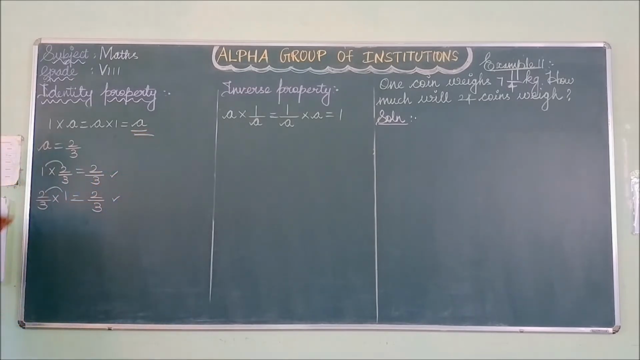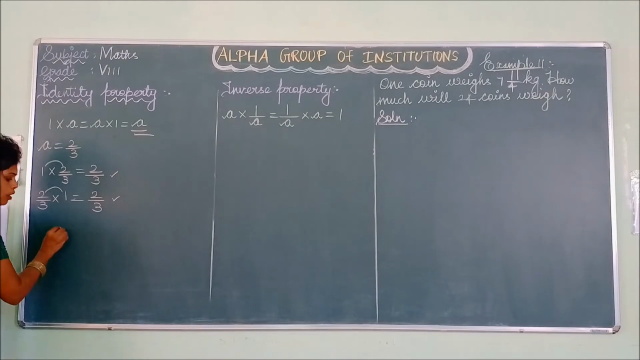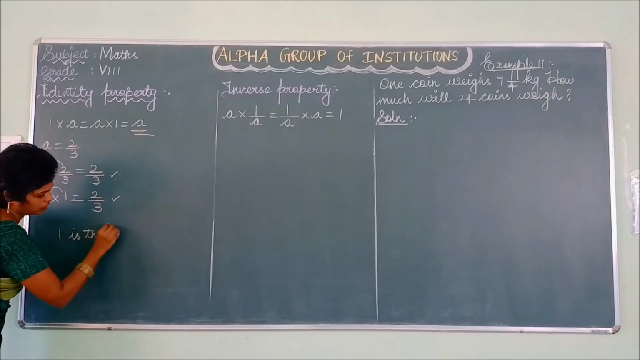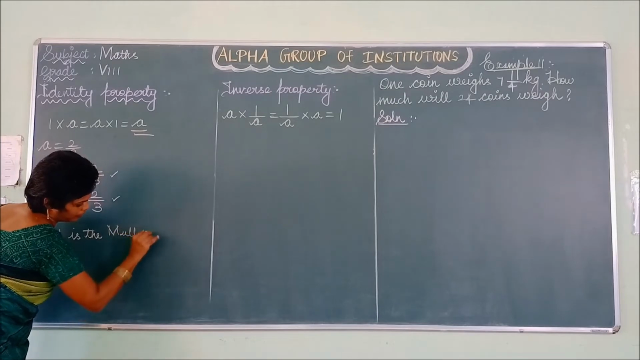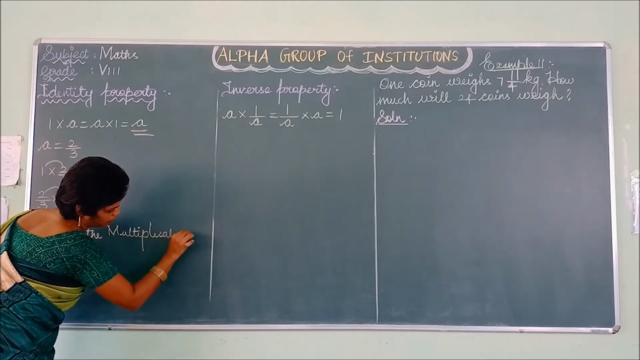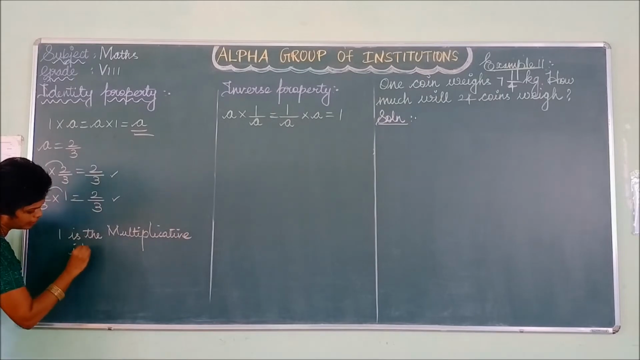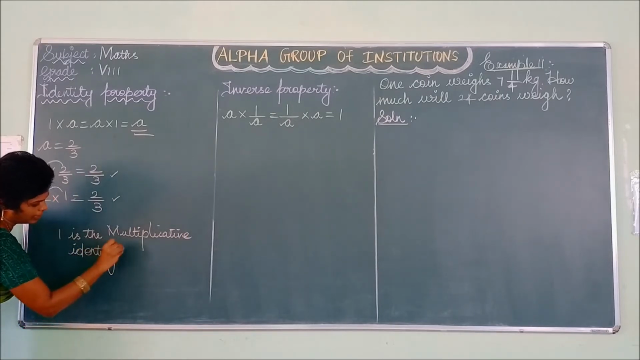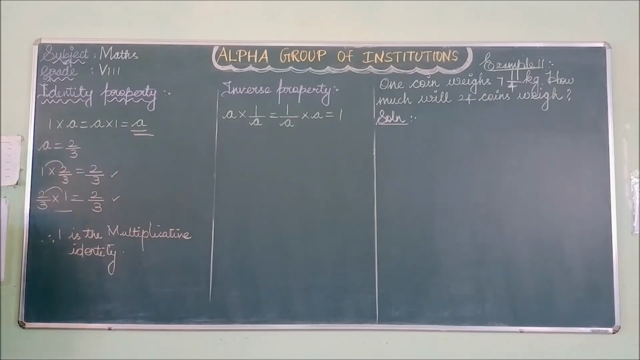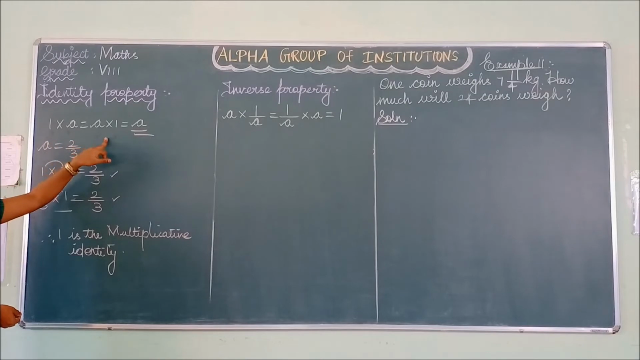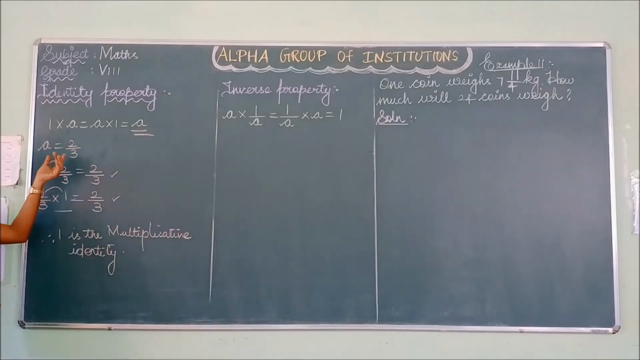So both the results come as A. So we can say identity property is satisfied under which operation? Multiplication. So 1 is the multiplicative identity. Using the result: for any rational number A, there exists a unique rational number 1 such that 1 into A is equal to A into 1, which is again our result A. So let us take A as 2 by 3, apply in this statement, 1 into 2 by 3 is equal to 2 by 3.